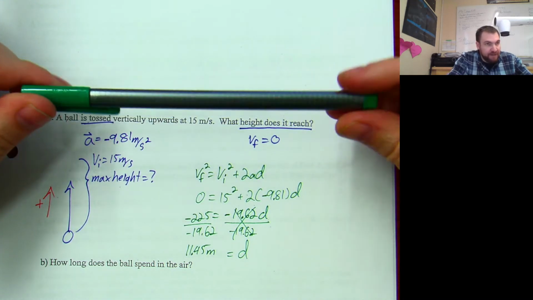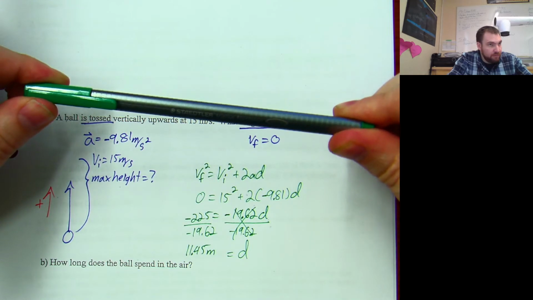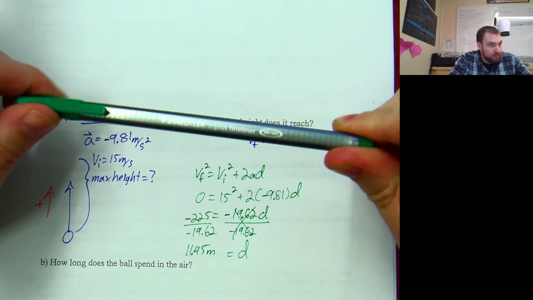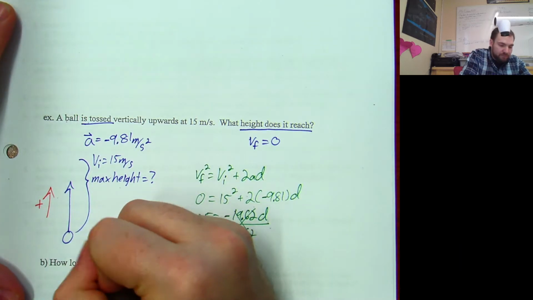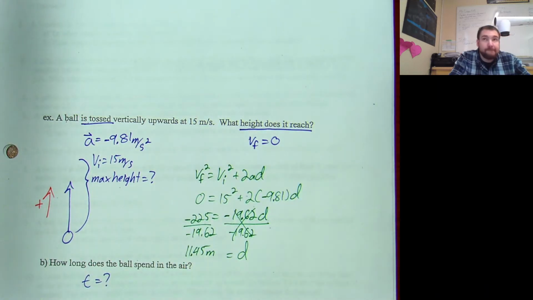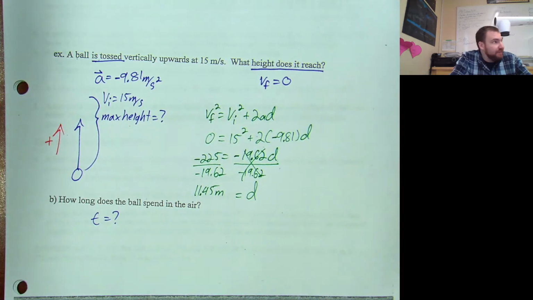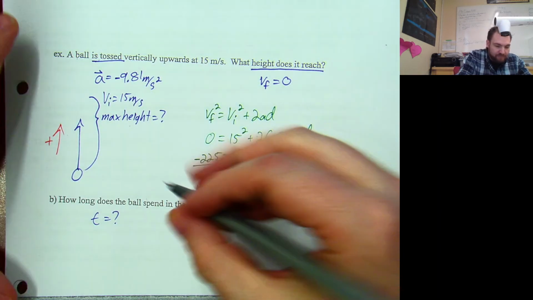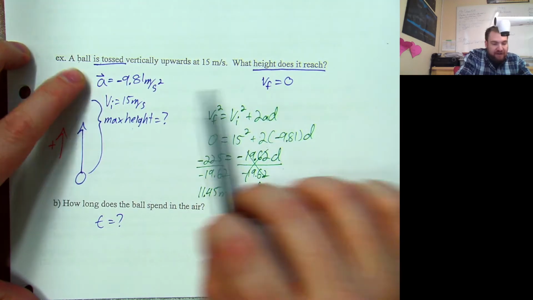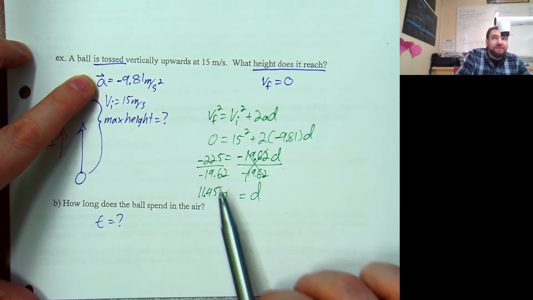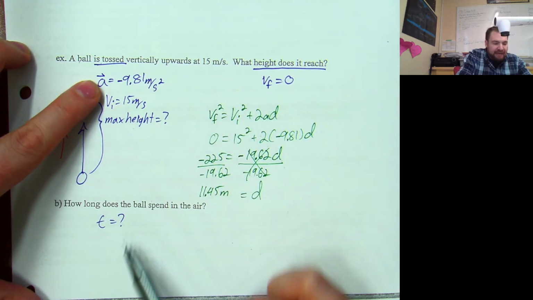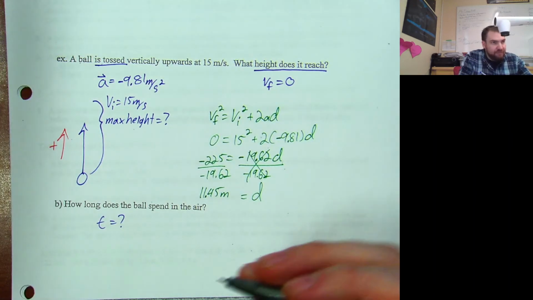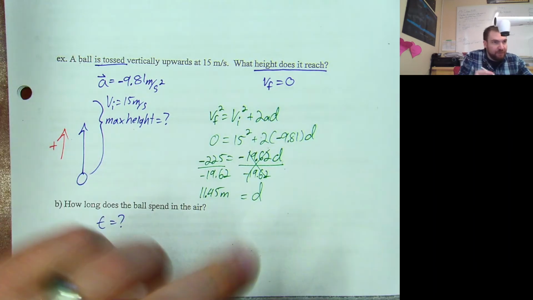How long does it spend in the air? What am I looking for? How do I solve that? I've got VF, I've got VI, I've got A. I don't want to necessarily use what I've just found here. Is this rounded at all, or is this exact? This is rounded. Okay, so we don't want to use it if we can avoid it. So I've got VI, VF, and A, and I want to find T. Which formula am I going to use?